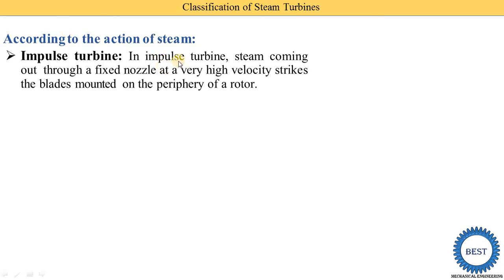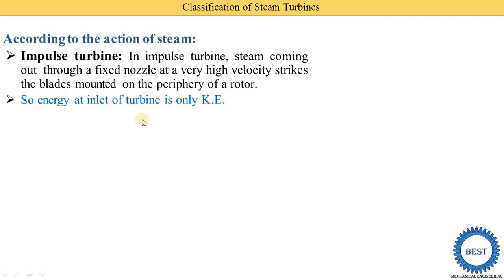In an impulse turbine, steam comes out through a fixed nozzle at very high velocity, and this high-velocity steam strikes the blades mounted on the periphery of the rotor. Suppose the steam is coming out from the boiler and is supplied to a pipe. At the end of the pipe the nozzle is installed, and in this nozzle the pressure energy of the steam is converted into kinetic energy. Kinetic energy means the velocity of the steam is increased, and this steam strikes the periphery of the rotor, which is installed on the turbine shaft. In an impulse turbine, only one rotor is there.